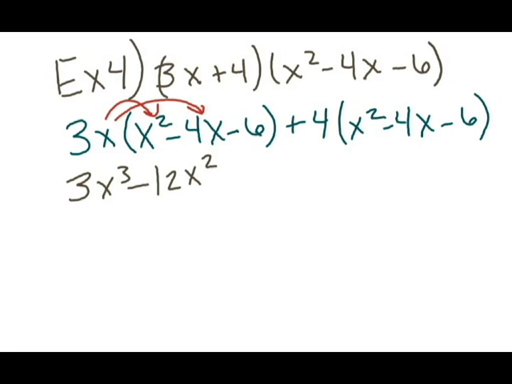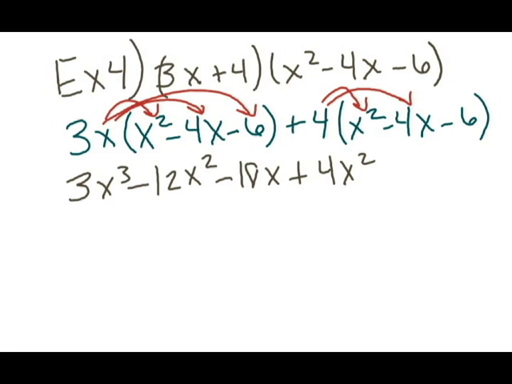Now we'll multiply 3x times negative 6, which is negative 18x. Now let's move on to the next parentheses and multiply 4 times x squared, which will be a positive 4x squared. 4 times negative 4x, which will be negative 16x. Then we'll multiply 4 times negative 6, which is negative 24.